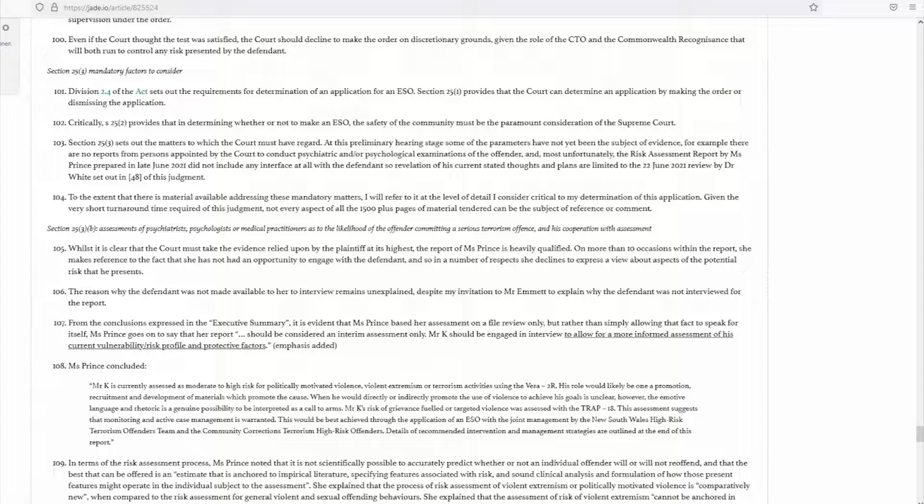Now, what should alarm most viewers is the word VERA, the Violent Extremism or Terrorism Activities Mental Health Assessment Tool. And this then goes again for TRAP, T-R-A-P. The targeted violence was assessed with TRAP 18. So these are two tools that they try and box you in with.